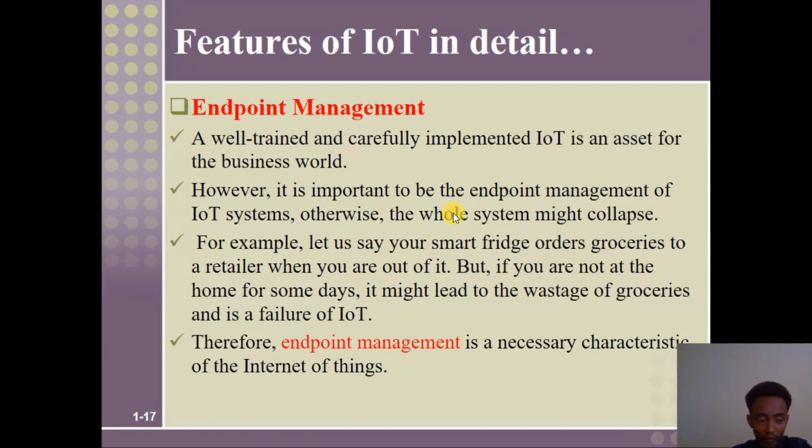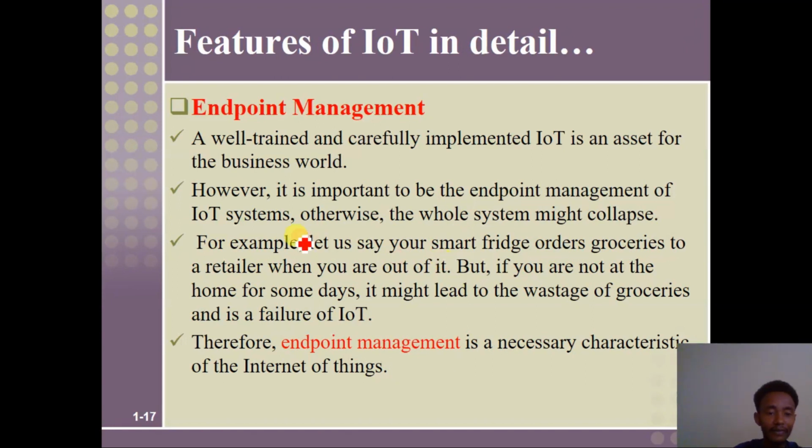So in order to avoid the collapse of the whole IoT system, the IoT should be managed by using endpoint management devices. There are different kinds of endpoint management devices. Our mobile phones, desktops, and laptops are endpoint management devices. We can manage the whole system by using these endpoint devices.